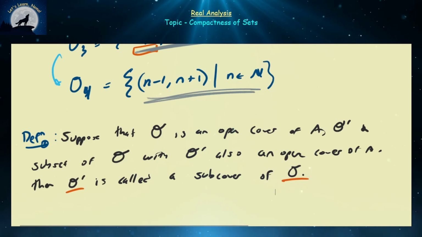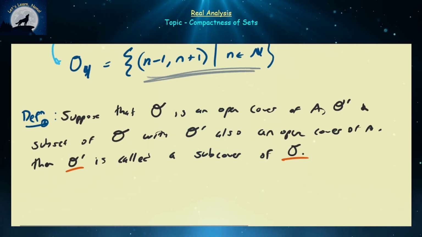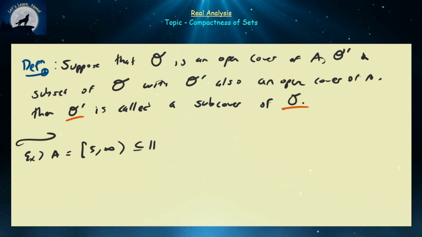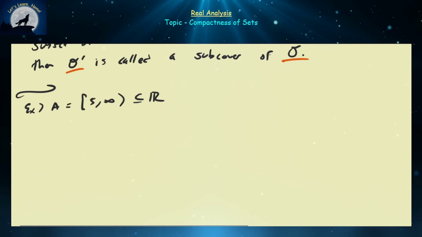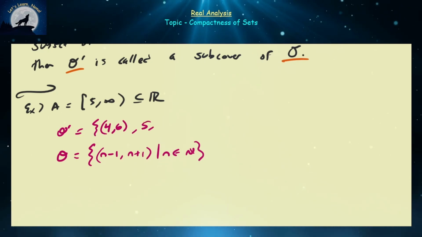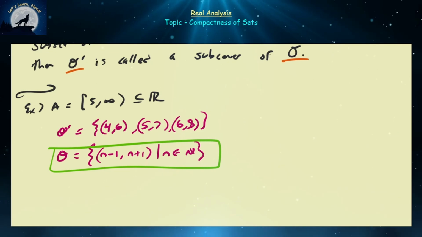So once we have this, let's see if we can build some subcovers of sets. And let's again choose the same exact example. Let's take A to be equal to (5, infinity), and again let's consider that as a subset of the reals. So if we take our fancy open cover of A, in particular (n - 1, n + 1) such that n is in the set of naturals, and we choose O prime to be equal to (4, 6), (5, 7), and then (6, 8), right?